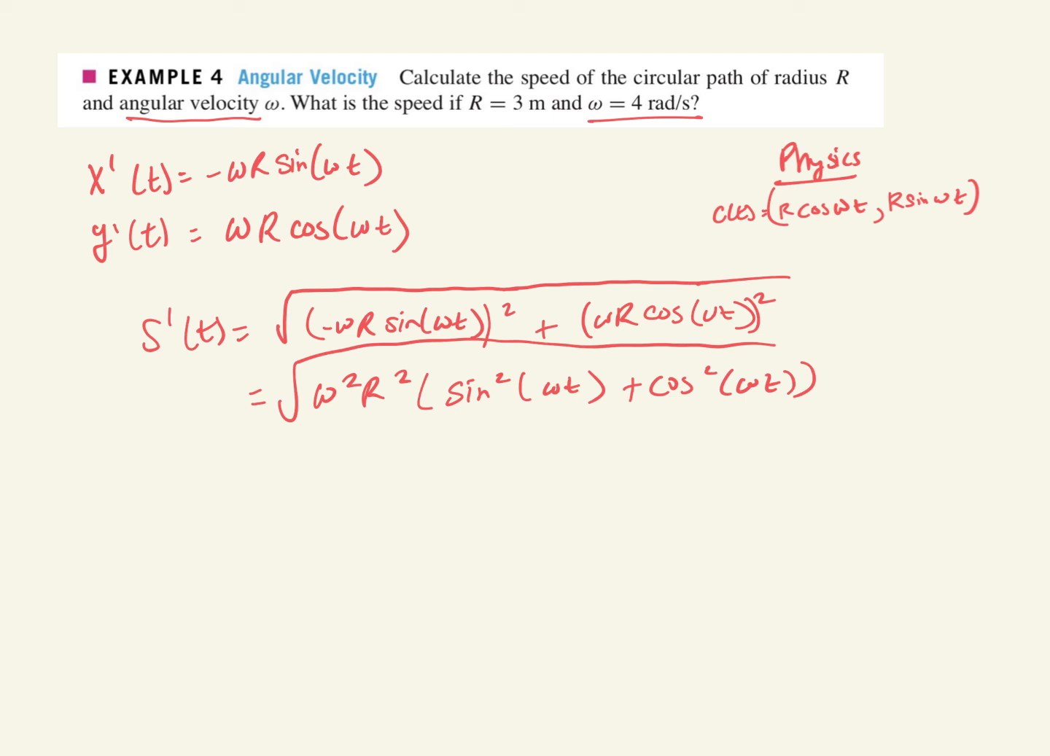And to call this our velocity, our speed, we just need to make sure that we have our angular velocity staying positive. So absolute value of omega times the radius. So in this particular problem, the answer is 3 times 4, or 12. That's what I got using the physics.